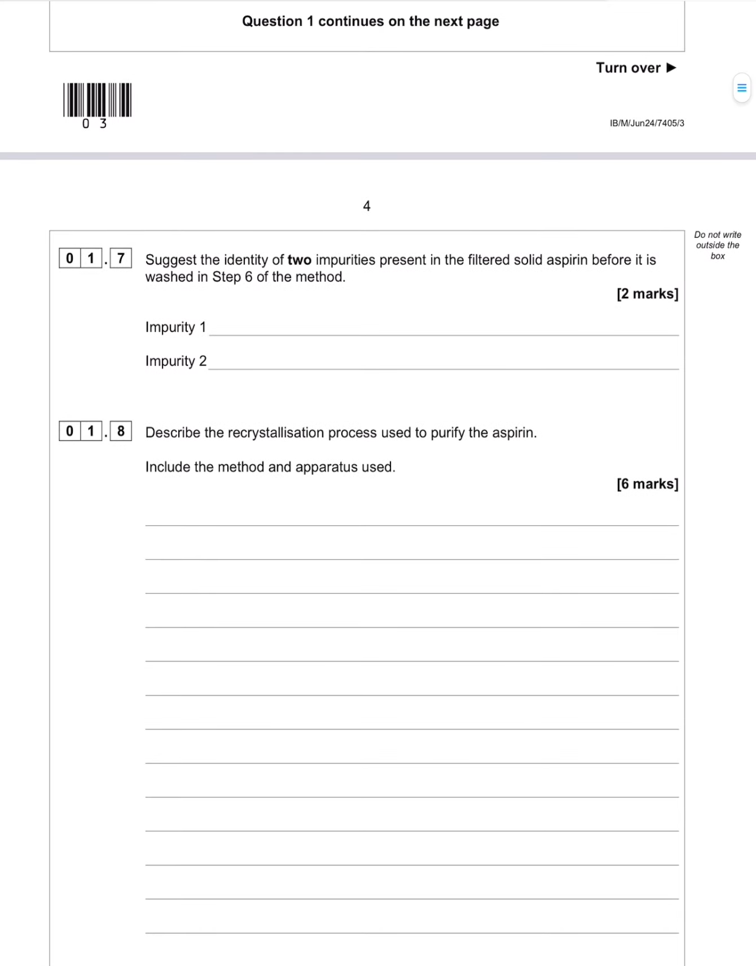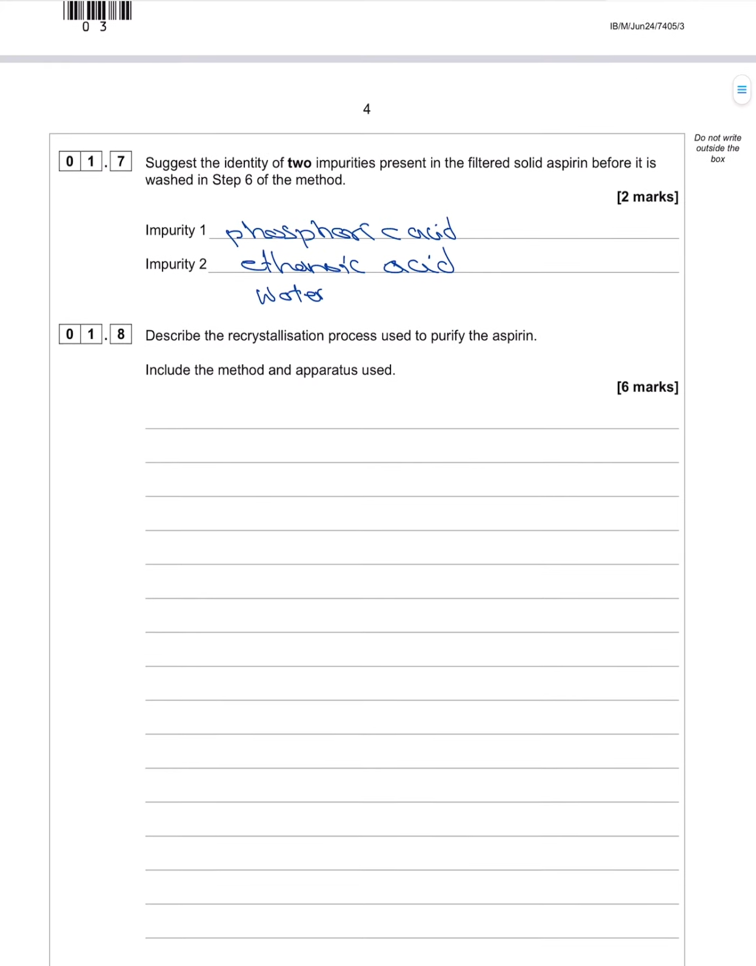So let's say, for example, that phosphoric acid could be one of them. Also we could have ethanoic acid, one of the side products. In addition, it could be water because we already used water in the reaction. You could also say ethanoic anhydride because we have excess of ethanoic anhydride. Some of it may still be there. And also the starting material, which is the 2-hydroxybenzoic acid, might be there. So any two of these would be enough.